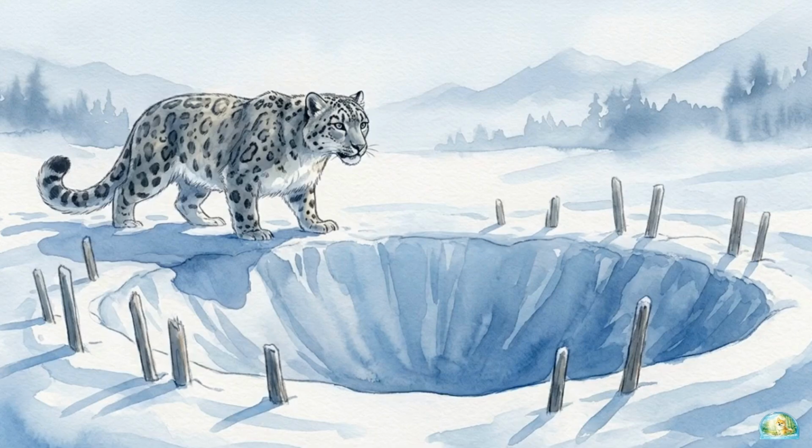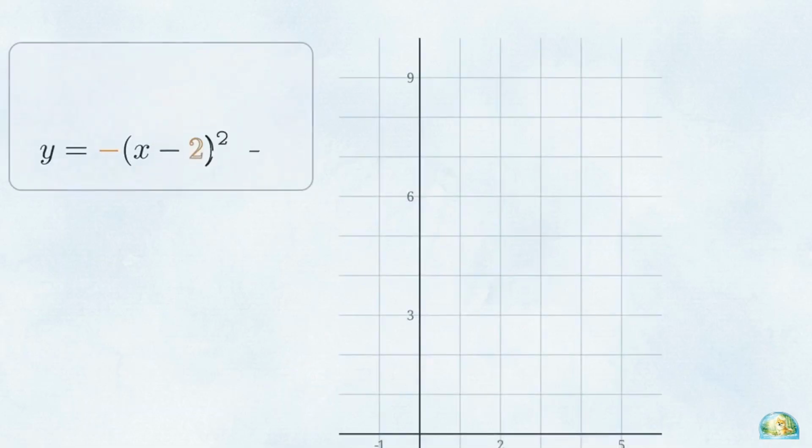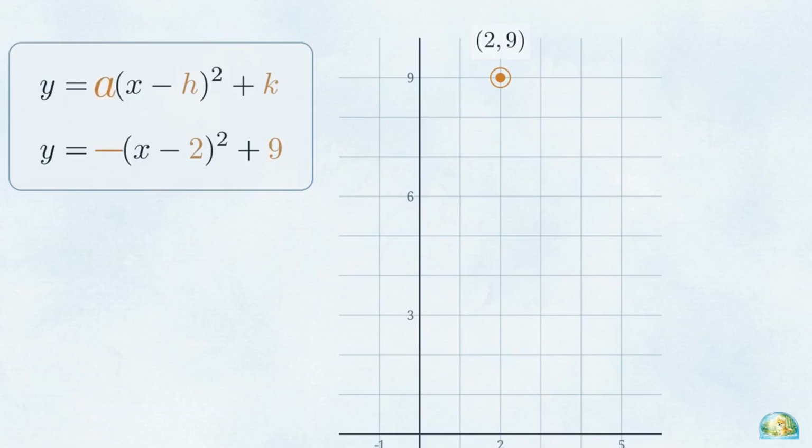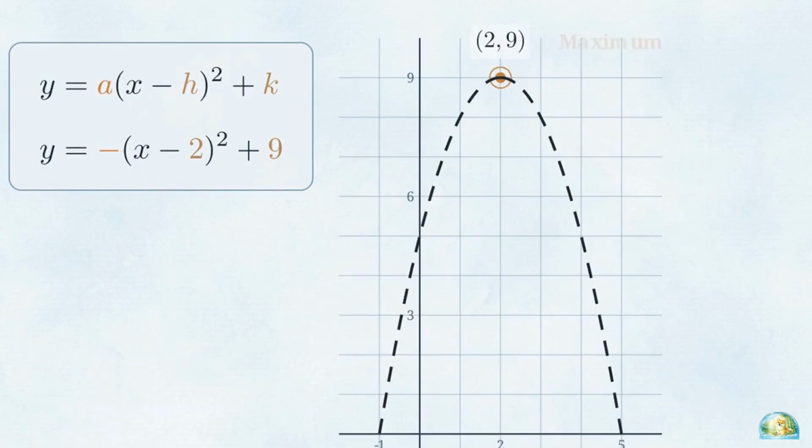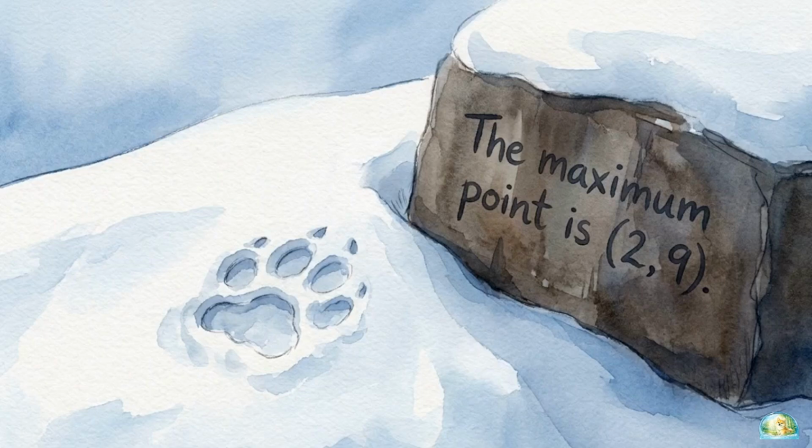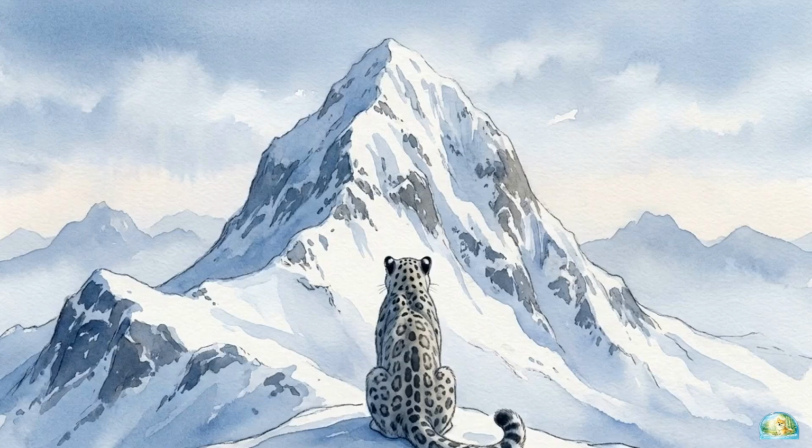Looking at this snowy basin, graph y equals negative times x minus 2 squared plus 9 and identify the maximum point. These tracks show the equation is in standard vertex form, y equals a times x minus h squared plus k. So the vertex is 2, 9. Because a is negative, the parabola opens downward, and the vertex is a maximum. The maximum point is 2, 9. The vertex form provides a direct structural blueprint, revealing a function's highest peak.